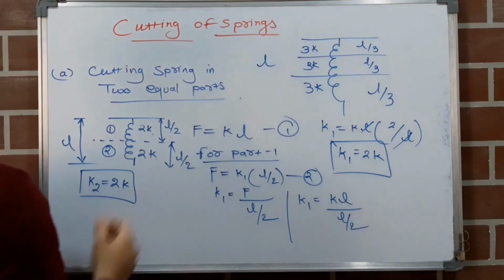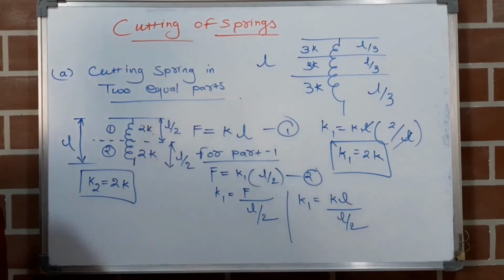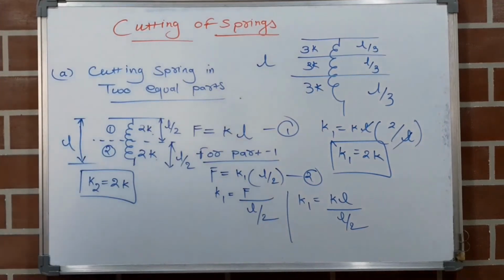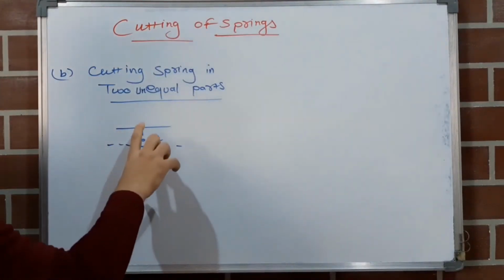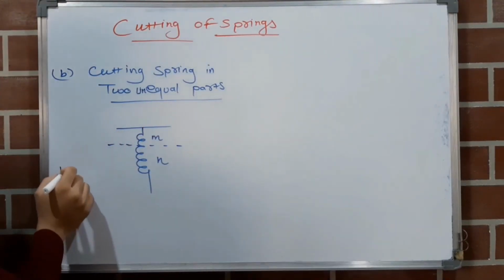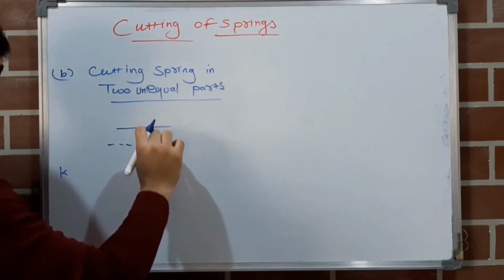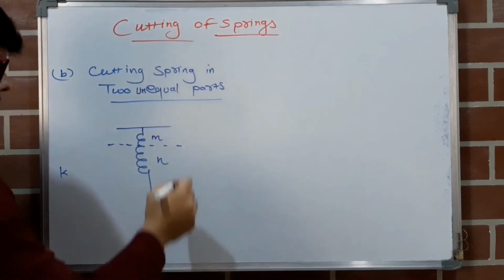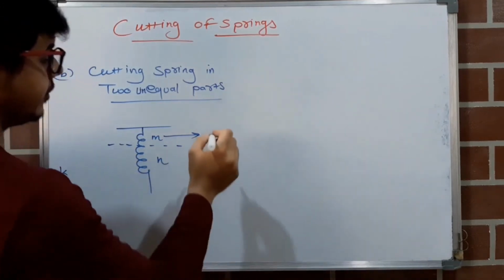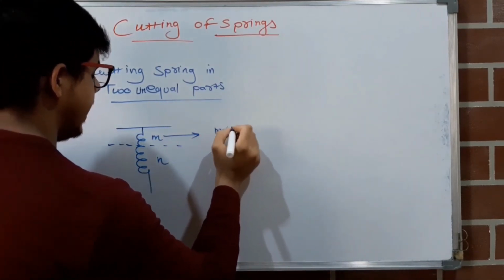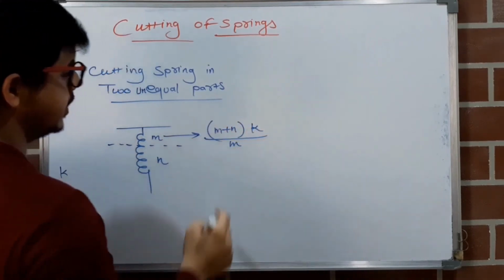Okay, so whenever we cut the spring into two equal parts, then each part of the spring has double the stiffness, that is 2K. Now we will see when we cut the spring into two unequal parts. So let's say the uncut spring has the stiffness K. Now when we cut this spring into unequal parts, the first part has the length M and the other part has the length N. So what will be the stiffness of the part M? You have to remember this formula, that is M plus N into stiffness of the uncut spring divided by M. This is for part M.